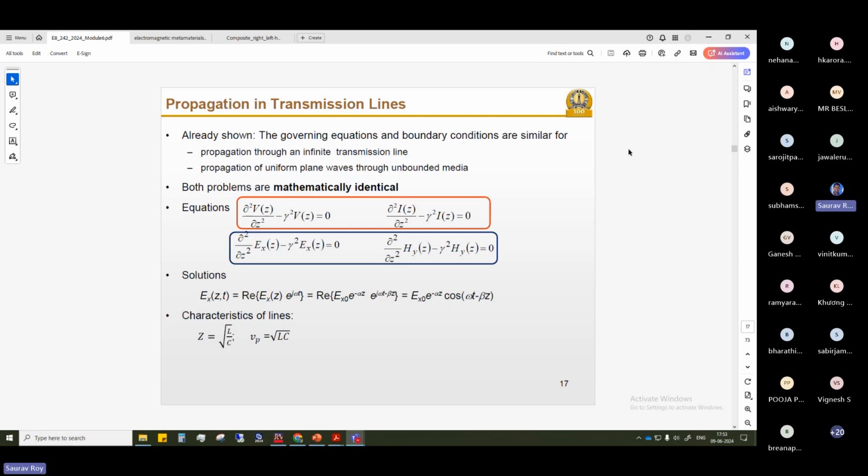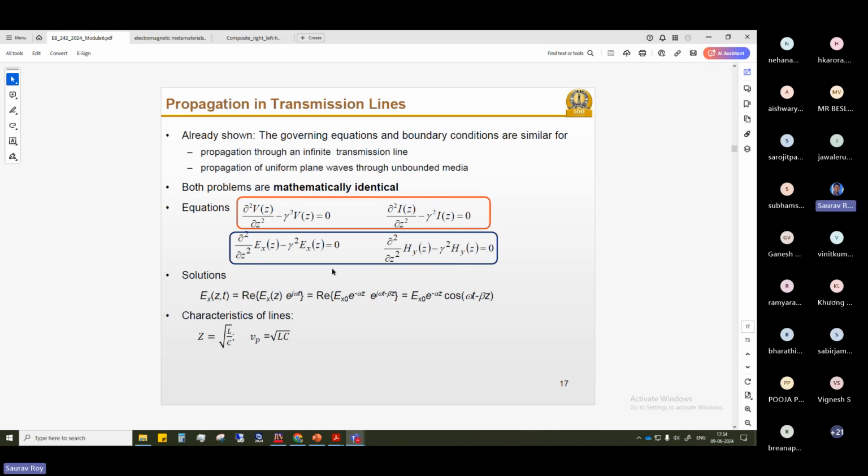So as you see, these are the very simple transmission line equations, also called the telegrapher's equations. The basic fundamental equation you get is in terms of voltage and current for a transmission line, and in the case of electromagnetic wave propagation, we see the same things in terms of electric field and magnetic field. Only that is the difference. The terminologies are kind of similar. Gamma is the propagation constant, which is alpha plus j beta, the attenuation and phase shift constants.